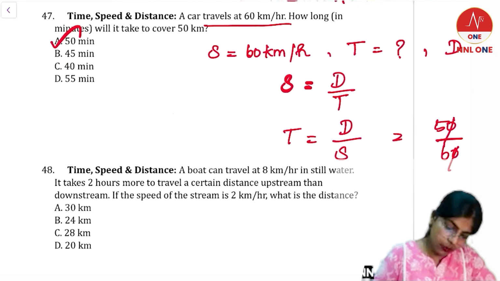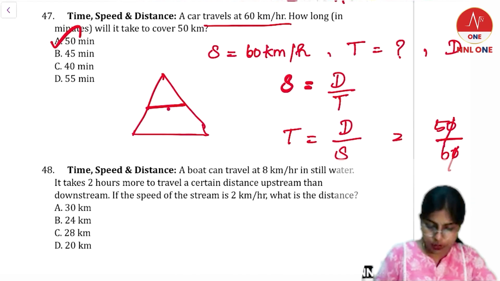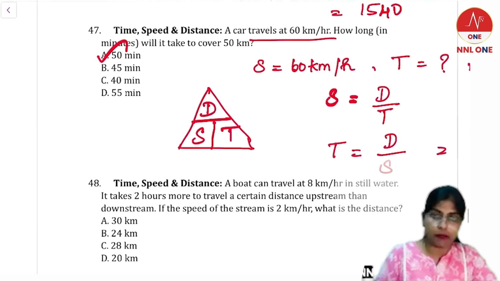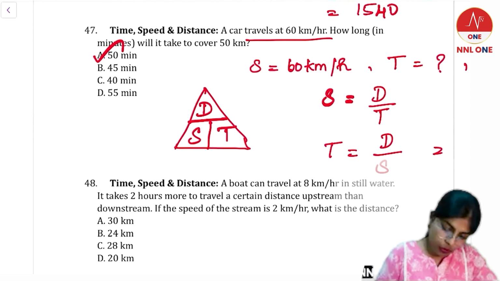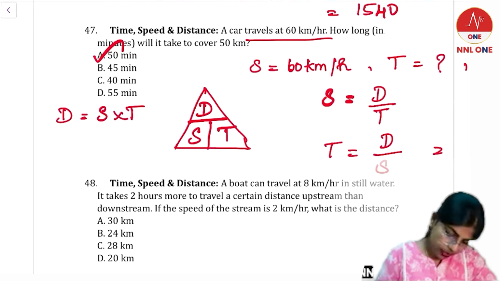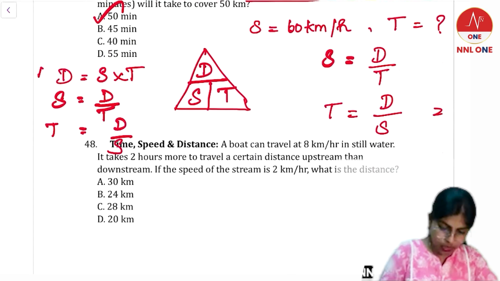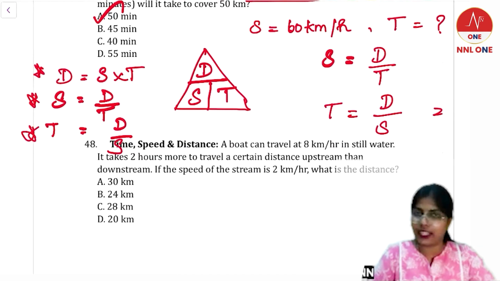Always keep in mind, in order to keep the formula in your mind in a very easier manner, I'll give you an approach. Place D here, S here, and T here. So you can have the formula in your mind very easily. D is equal to speed into time. Speed is equal to distance divided by time. T is equal to distance divided by speed. When you draw this triangle, you can easily remember it.